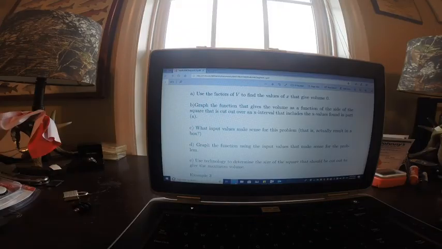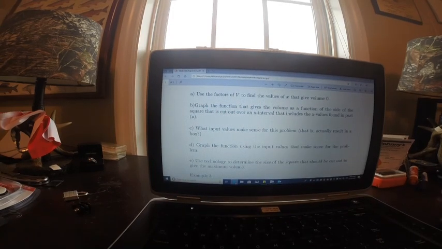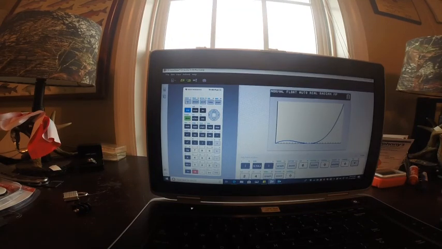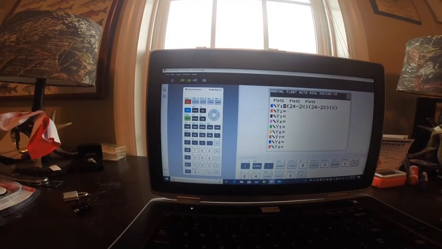If we look at B, it says graph the function that gives the volume of the function of the side of the square that is cut out over an x interval that includes the x values found in part A. So the x values found in part A were 0 and 12, so our interval needs to include 0 and 12. So if we come over here to our calculator, I've kind of already done it, but you need to type your equation in first. So type your equation in the y1, pause here if you need more time to type it in.